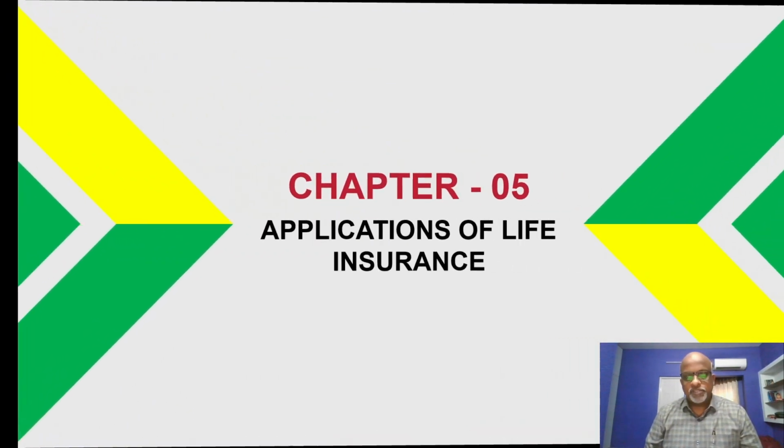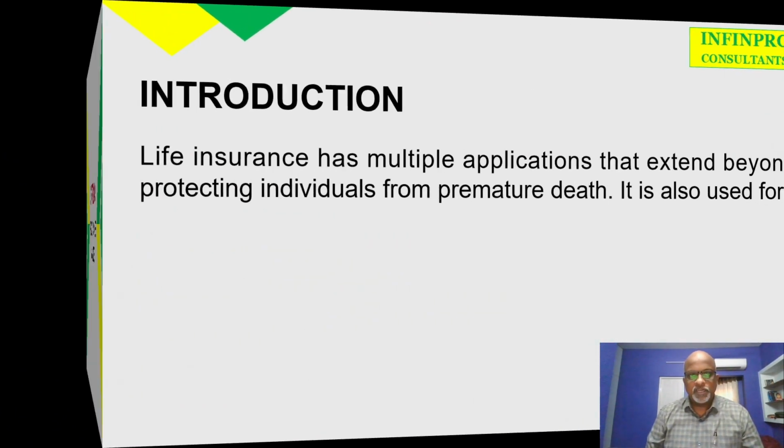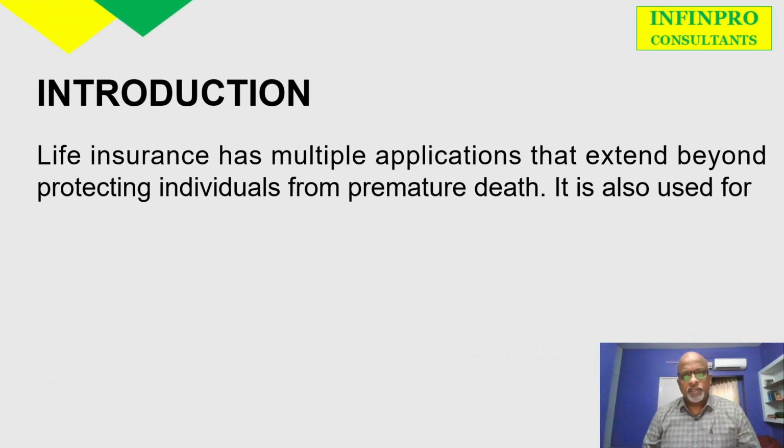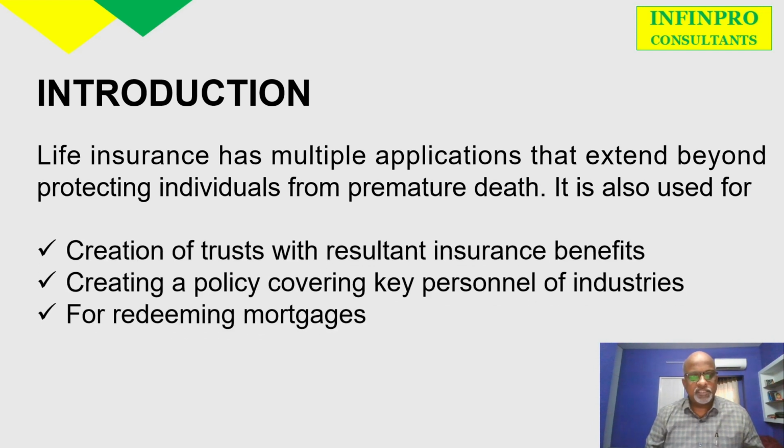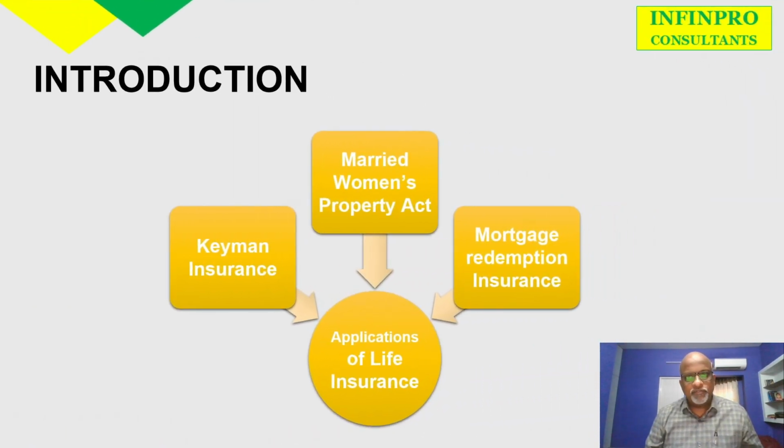So what are we going to see in application of life insurance? Predominantly we will cover three different aspects of application of life insurance. Before that, we should also understand that life insurance is not only for protecting individuals against premature death, but it is also used for multiple other reasons, like creating a trust, or creating a policy covering a key person of an organization, or for redeeming mortgages.